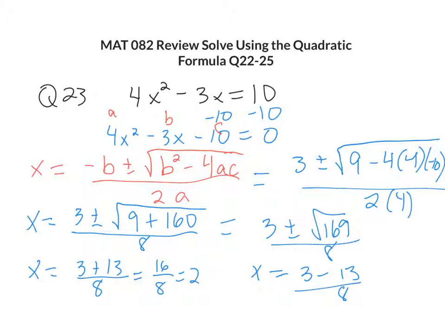And then over here, I have 3 minus 13 is negative 10 over 8. I can simplify that fraction by dividing both of them by 2, so it would give me negative 5/4. So I'd write my answer. I ran out of space on here, so I'm going to write it up here. X equals negative 5/4, comma 2.